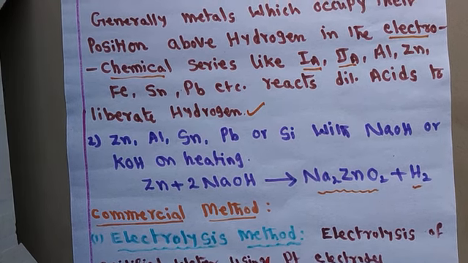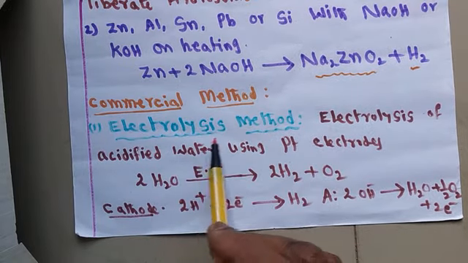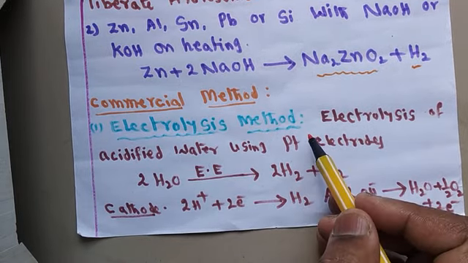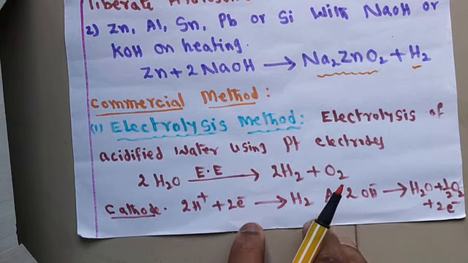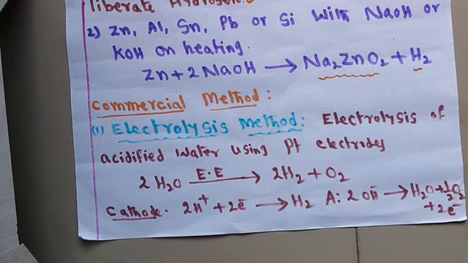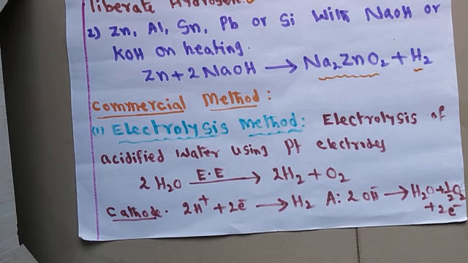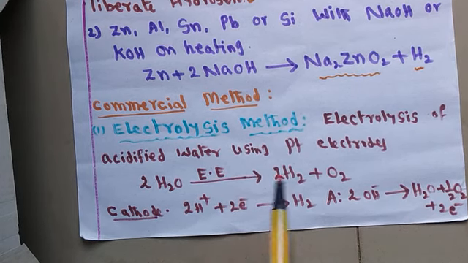Whereas the commercial method, children, uses the electrolysis method. Do you know what is meant by electrolysis? Electrolysis means passing electricity through an electrolyte with electrodes dipped into it. Then electrolysis takes place.